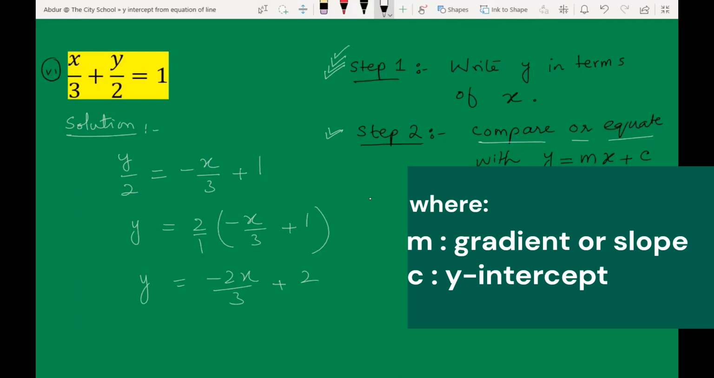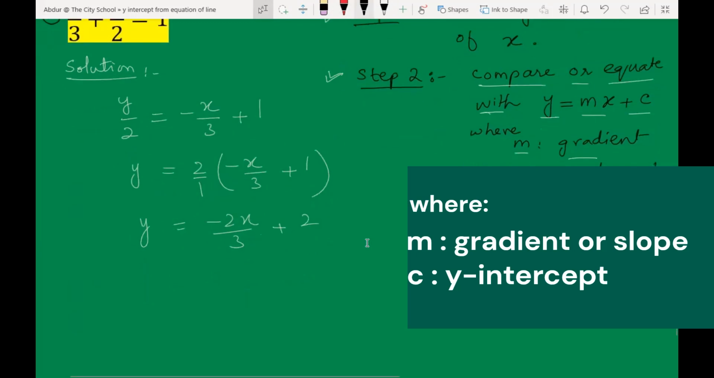And step number 2, compare or equate with y equal to mx plus c, where m is the gradient and c is the y-intercept. So recall y equal to mx plus c. In this case, the m is the gradient, which is minus 2 over 3, and the c is the y-intercept, which is plus 2. So our answer will be the y-intercept, or you can say c is 2, and the gradient, the symbol is m, which is minus 2 over 3.